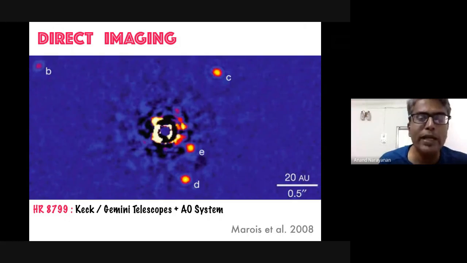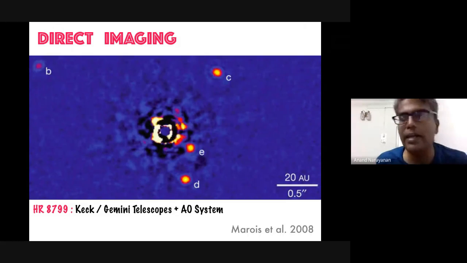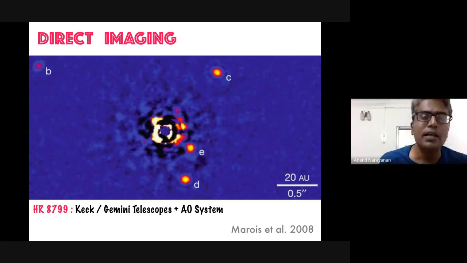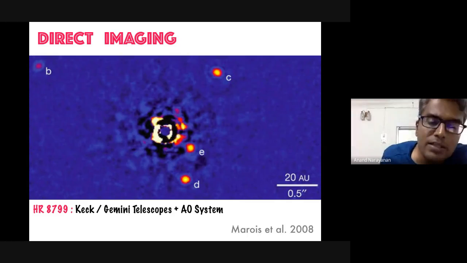So here is one example. HR 8799 is a star that is about 130 light years of distance from us. That means that light takes 130 years to reach us from that star. And using high contrast imaging, using the Keck telescope and Gemini telescopes, which are fitted with adaptive optics systems, which is what AO represents, they were able to see 4 planets around the star.